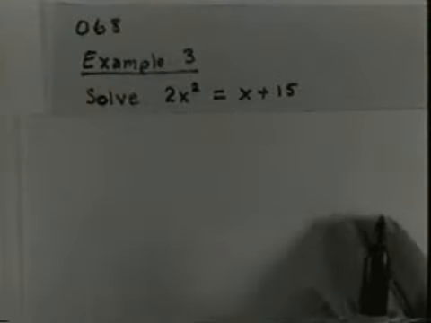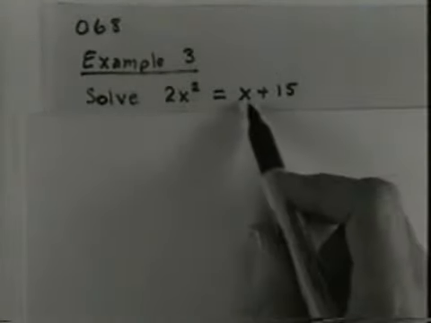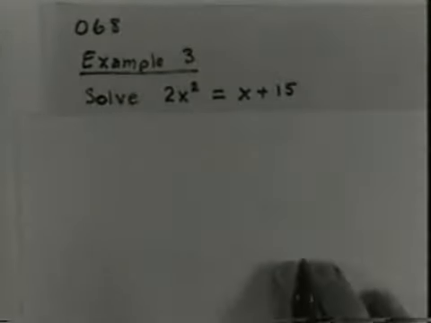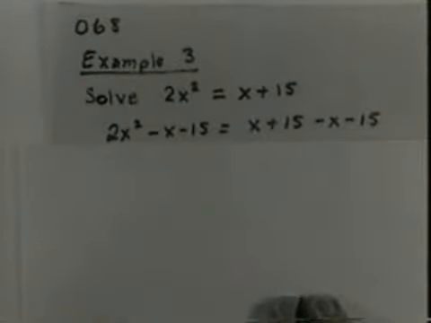Here is example 3. We're to solve 2x squared is equal to x plus 15. This one is not in standard form since we do not have 0 on the right-hand side. We must eliminate the x and the 15 from the right-hand side. So let's subtract the x and subtract 15 from both sides of this equation.